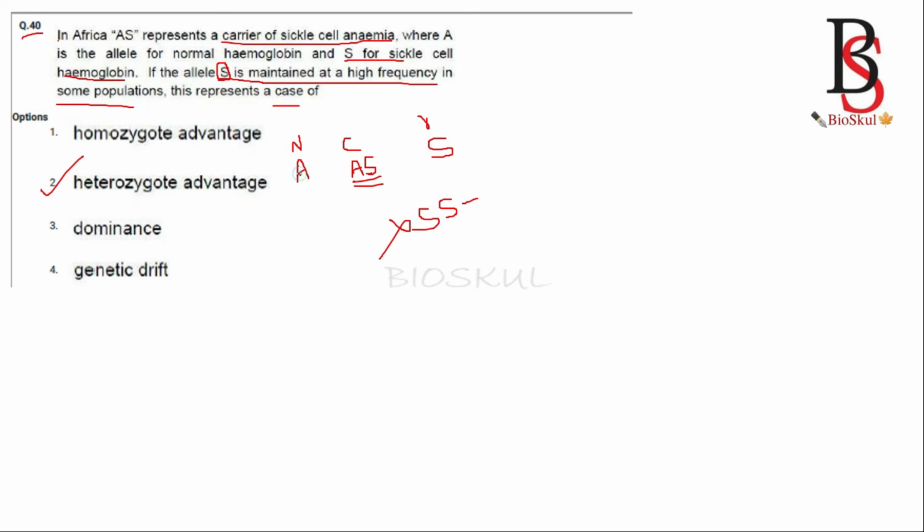Because in the African population there is a high chance of malaria. If only A is present, then that will cause malaria. If S is present, then it will cause sickle cell anemia. If it is present in the heterozygote condition, then there will be no malaria or sickle cell anemia, and it is maintained in high frequency at heterozygote condition in the African population.